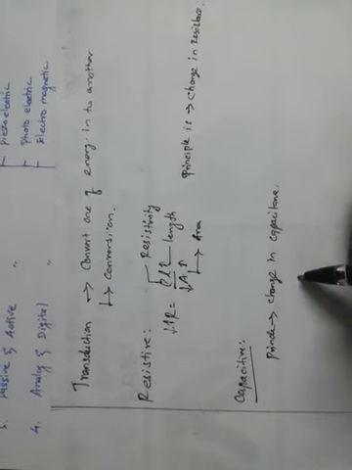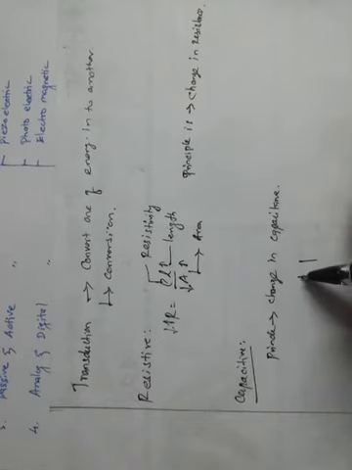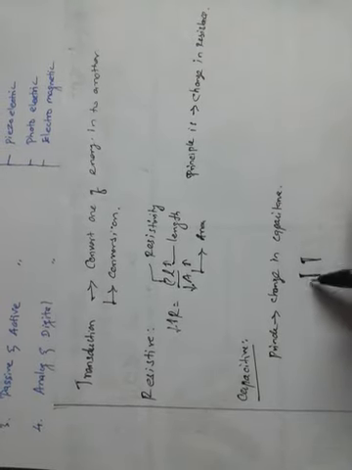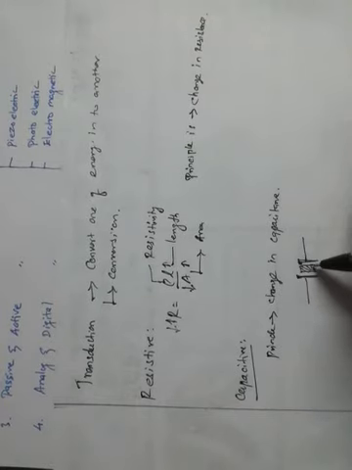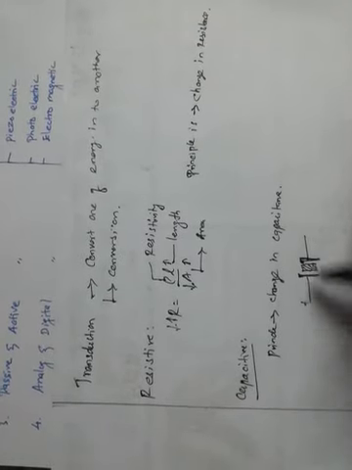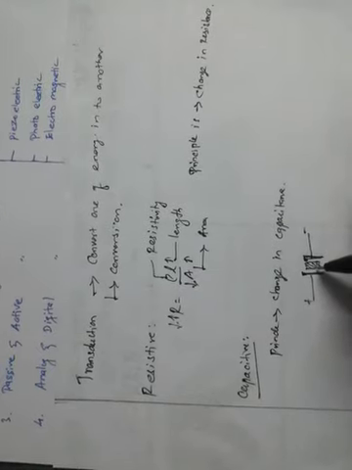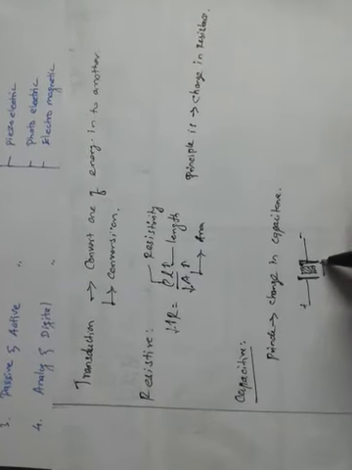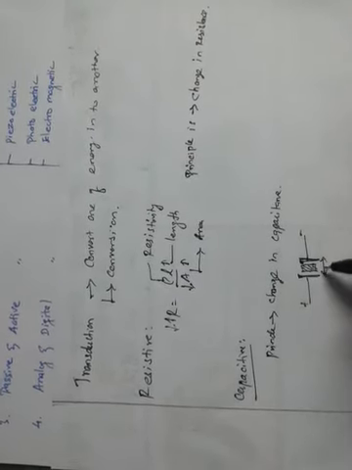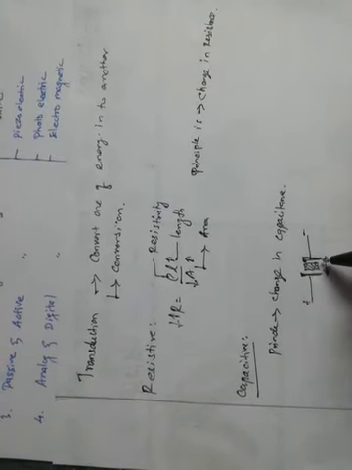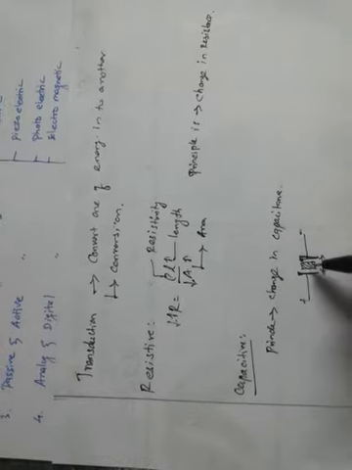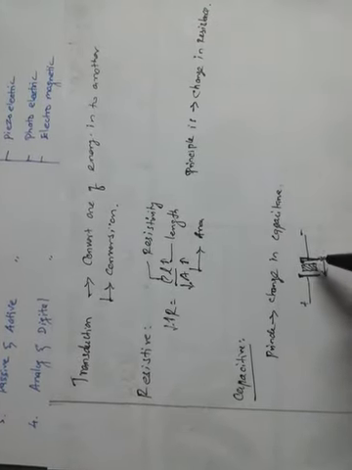The construction of a capacitor is two metal plates with a dielectric material in between, carrying positive and negative charge. You have to change the distance between the plates, or move the plate in an upward or downward direction. That also changes the capacitance value.